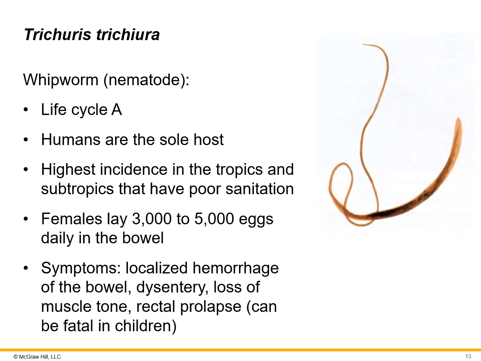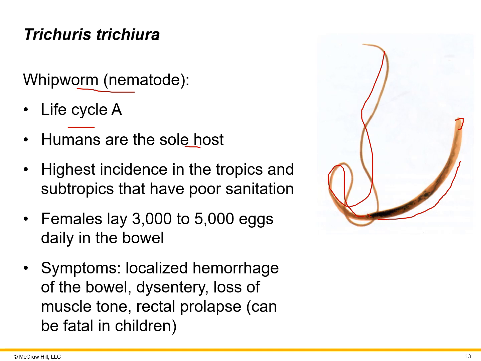Then a whipworm is another type of nematode. Again, we still have the round shape with the tapered beginning and end, but this has a long tail-like structure, hence the name whipworm. It also has that cycle A. Humans are the only host. So again, eggs are released by one human, ingested by another. They can't infect or reproduce in any other organism.